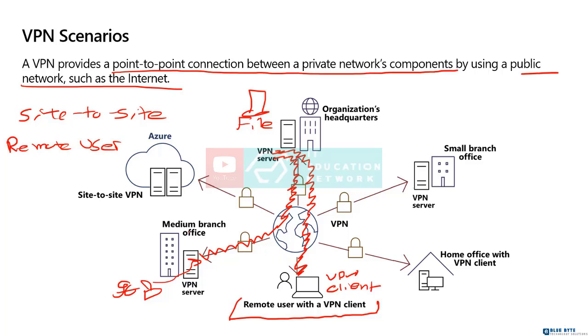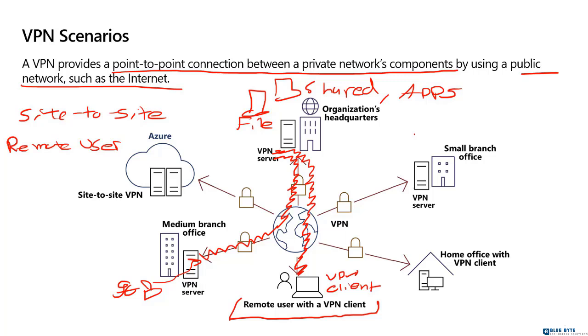So now, wherever the user is in the world, they could take their laptop to their home, they could travel and go to a hotel, does not matter where they are in the world, as long as they have an internet connection, they can connect back to this VPN server, they will be authenticated, then they could access shared folders, applications, all network resources they would have the ability to access as if they are in the corporate office.